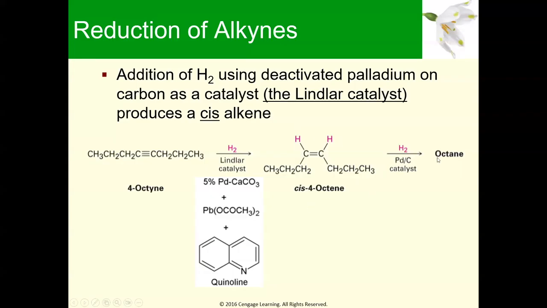But if you just wanted to go all the way to the alkane, you just would use an unpoisoned catalyst, which would just be palladium mounted on carbon or plated out on carbon particles as your catalyst, and you could reduce it all the way down to an octane. Okay, but the connection here, you need to make Lindlar's catalyst cis. Lindlar's catalyst cis, that's what you need to remember. So addition of H2 using a deactivated palladium on carbon as a catalyst, the Lindlar catalyst, it produces the cis alkene.